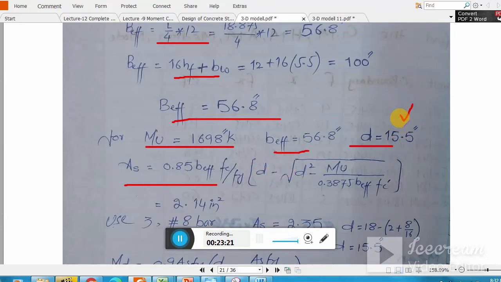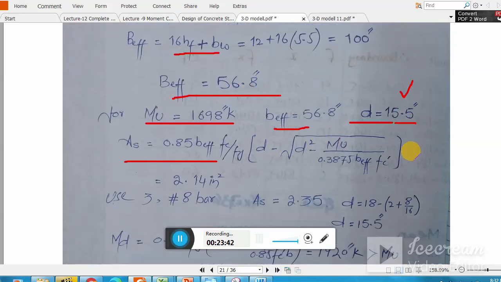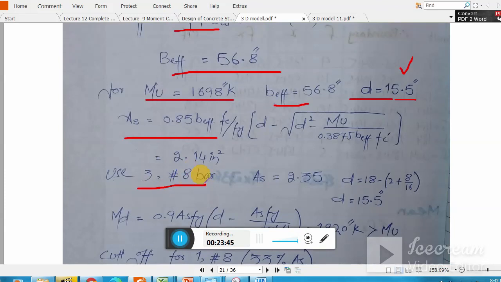Because here I'm assuming that I am using number 6 bar, that's why 15.5. And at first, when I was designing the B1 beam, we didn't know whether we were using number 6 or number 8, so I assumed number 8 bar, so that's why I used 15. Now I'm sure that I will use number 6, so that's why I'm using 15.5 inch, with 3 number 8 bars. Now here you see I'm using number 8 bar, so with number 8 bar you have to recalculate your D. And here you see from the calculation he got 15.5.